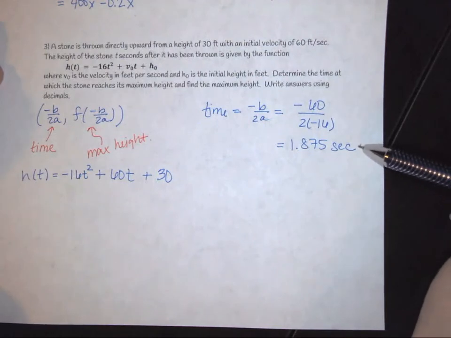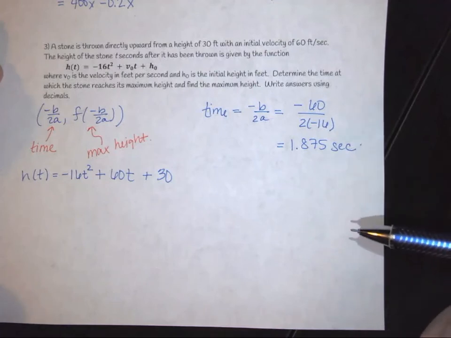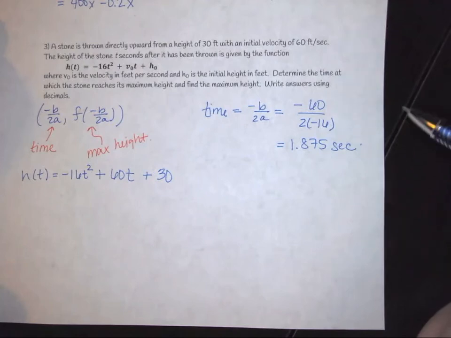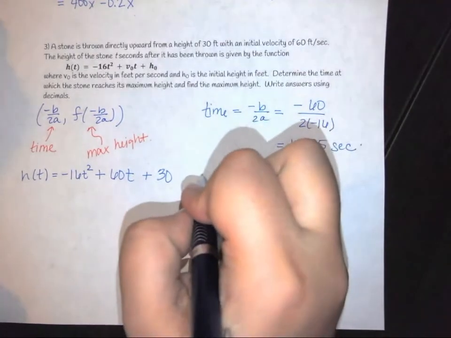Now, do not round. Use this decimal as it shows up in your calculator. If you round at this point here, then your maximum height will be wrong. So do make sure that you use whatever decimal you've been given.